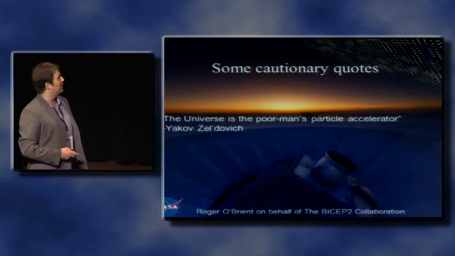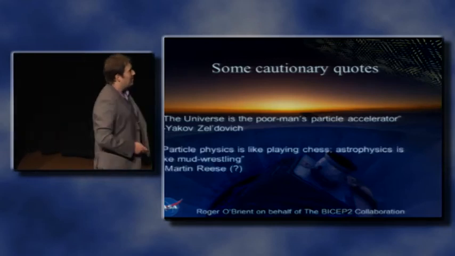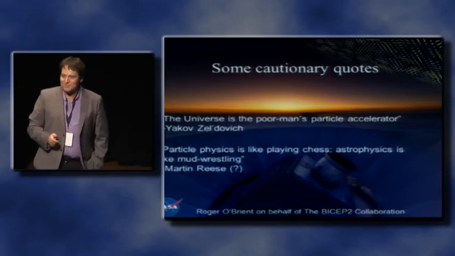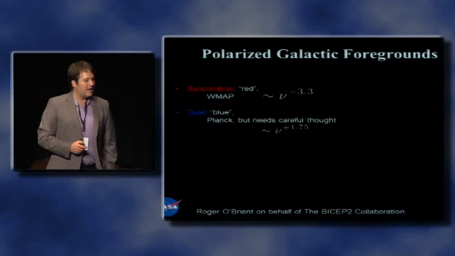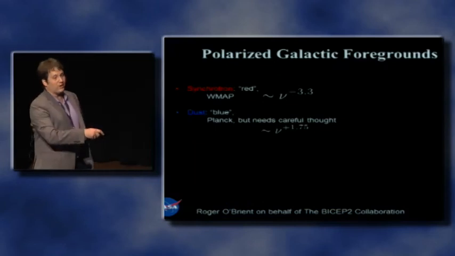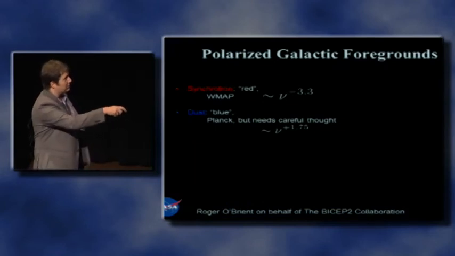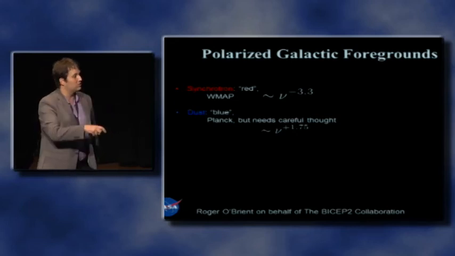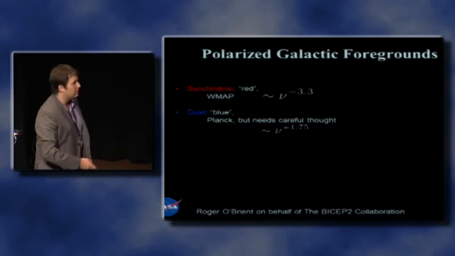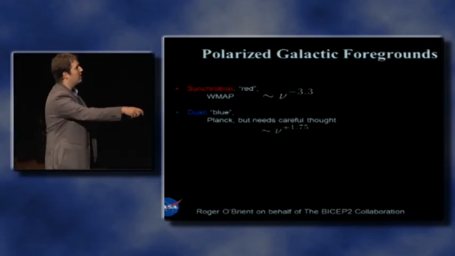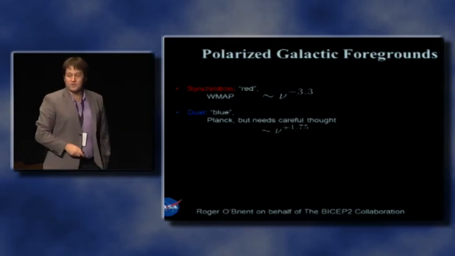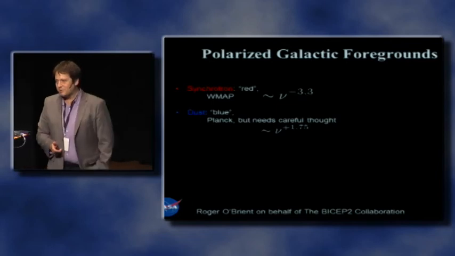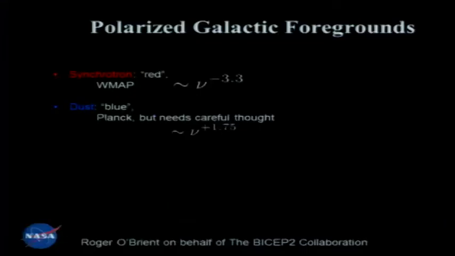Another quote that's a little grittier that I like is from Martin Rees, who once said that particle physics is like playing chess, astrophysics is like mud wrestling. Right, so how do we differentiate the CMB from the metaphorical mud? And the answer is they have different frequency spectra. This is showing essentially integrated power instead of intensity here, these dependencies for both synchrotron and dust. You see that synchrotron is termed red. It decreases with increasing frequency, whereas the antenna temperature or power increases with dust. It's less blue, whereas CMB should be more or less flat in these units. And the challenge for BICEP2 is that it was basically a monochromatic instrument integrating away at 150 gigahertz.